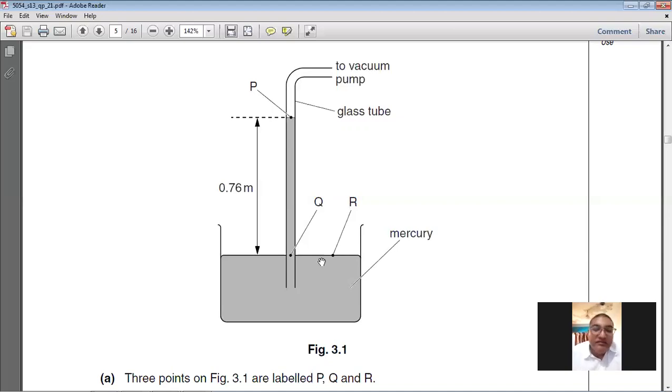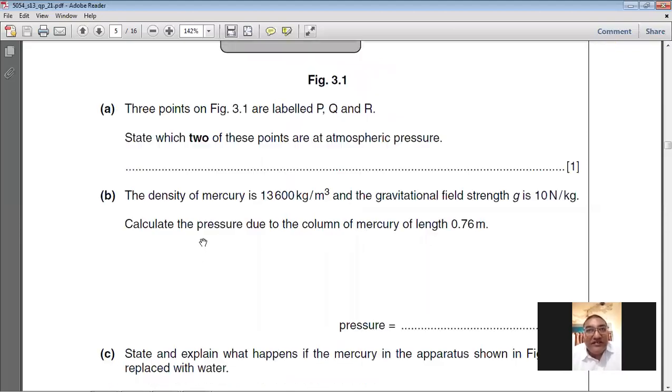Above this point Q, the length of this mercury column, the pressure produced by this column of the mercury is equal to the atmospheric pressure. So the pressure at point Q is equal to the atmospheric pressure, and R is directly under the atmospheric pressure. So Q and R are those 2 points which are under 1 atmospheric pressure.